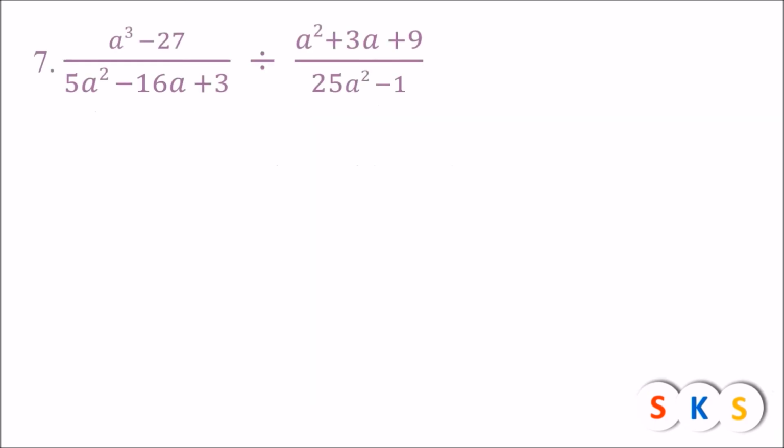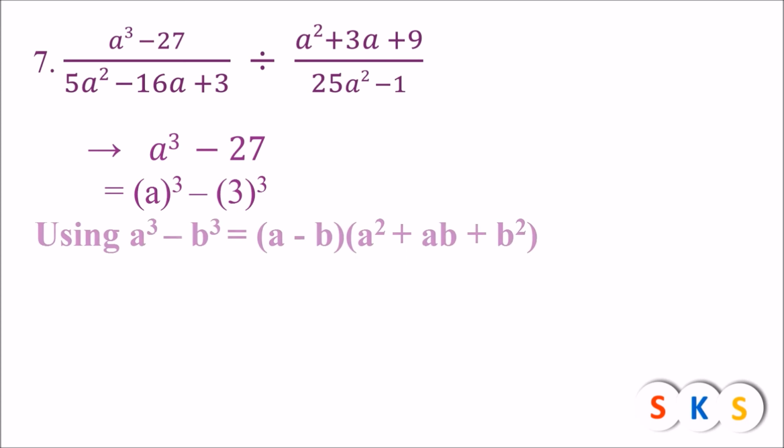Now here we have question number 7. It is (a cube minus 27) whole upon (5a square minus 16a plus 3) divided by (a square plus 3a plus 9) whole upon (25a square minus 1). So I'm going to factorize a cube minus 27, and you can see both the terms are perfect cubes. The first term is the cube of a and the second term is the cube of 3. So we'll write this as a cube minus b cube, that is a cube minus 3 cube. We will use the formula of a cube minus b cube, which is equal to (a minus b) into (a square plus ab plus b square).